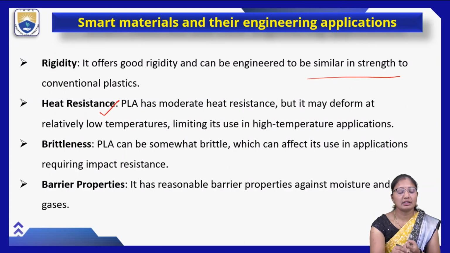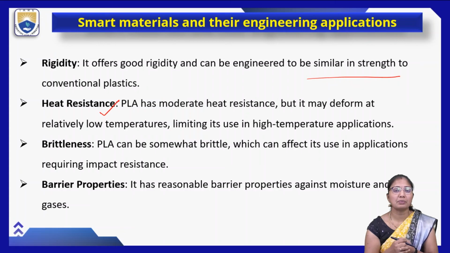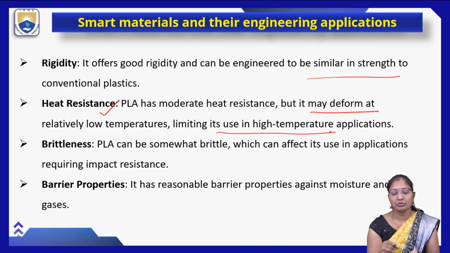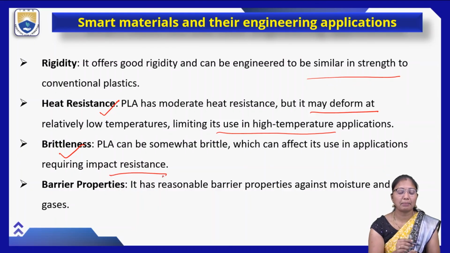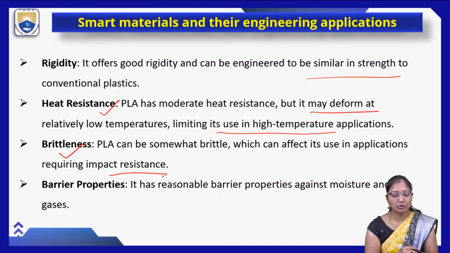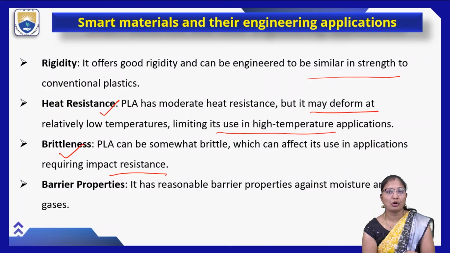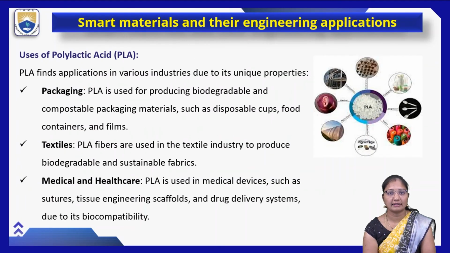Coming to the next thing, which is heat resistance. It has moderate heat resistance but may deform at relatively low temperatures, limiting its use in high temperature applications. Coming to brittleness, PLA can be somewhat brittle, which can affect its use in applications requiring impact resistance. Coming to the barrier property, it has reasonable barrier properties against moisture and some inert gases.